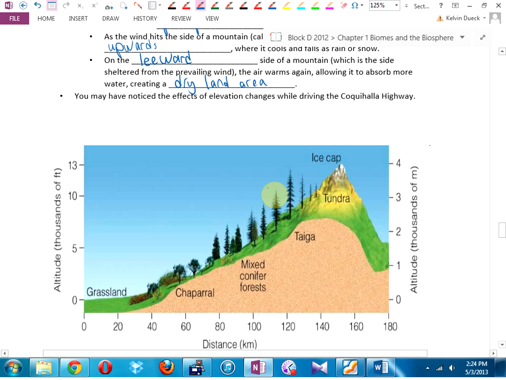So, looking at this chart before you turn the page, grasslands generally occur at a low elevation. Then you have a type of vegetation that we call chaparral. That's lots of bushes, but not lots of trees, lots of shrubbery. Then you get the mixed conifer forests. Those are our mountains covered with evergreens at that altitude.